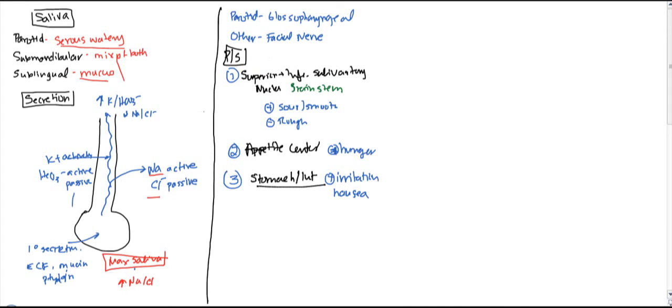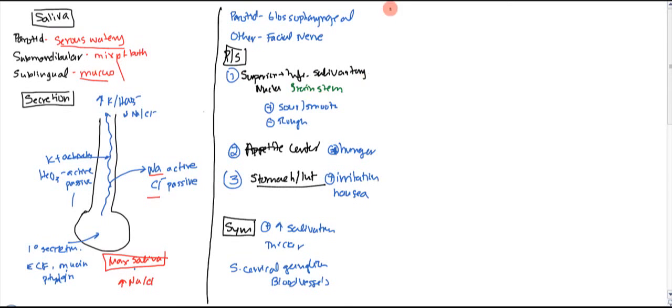Now, interestingly enough, there's also some sympathetic innervation, and this is actually a positive effect as well. So this is going to increase salivation, but it's going to be a much thicker type of saliva. And it's going to be controlled by the superior cervical ganglion, and the fibers actually go via the blood vessels. So that's what we have there.